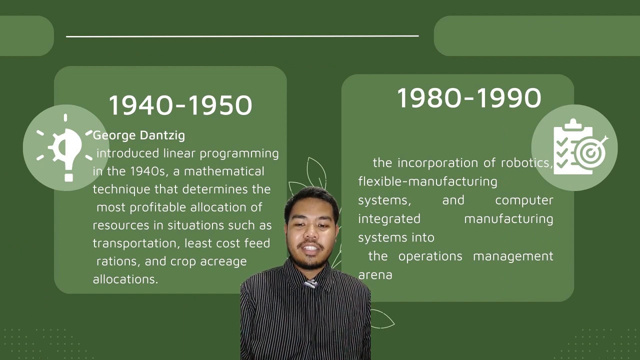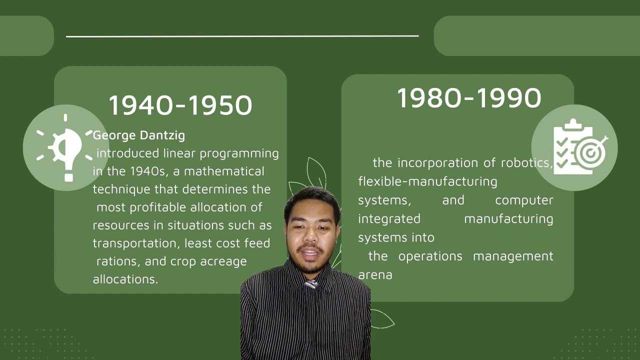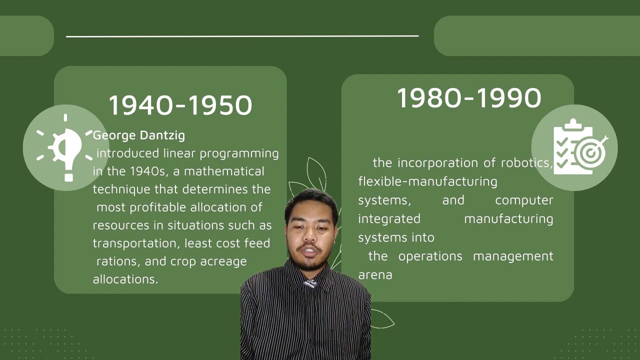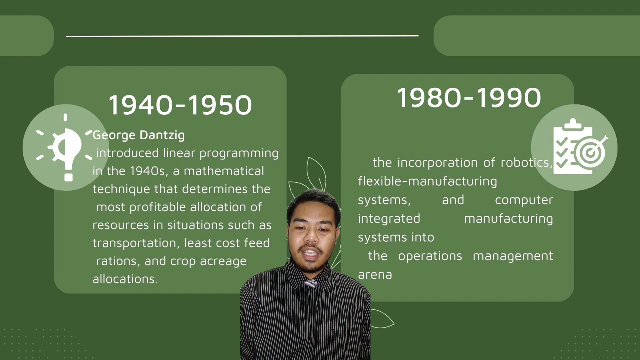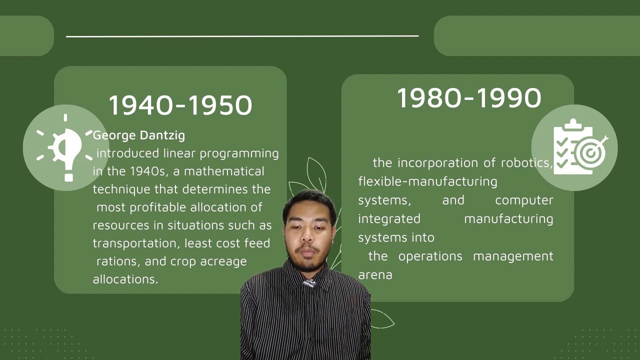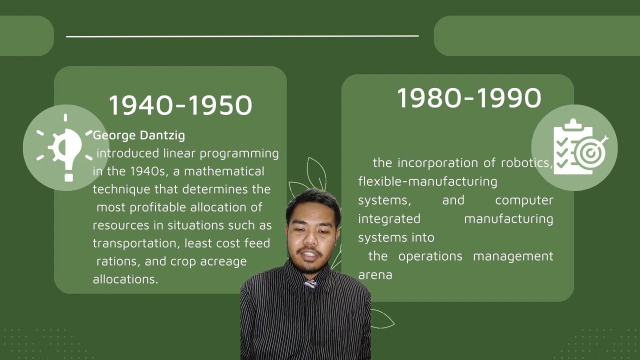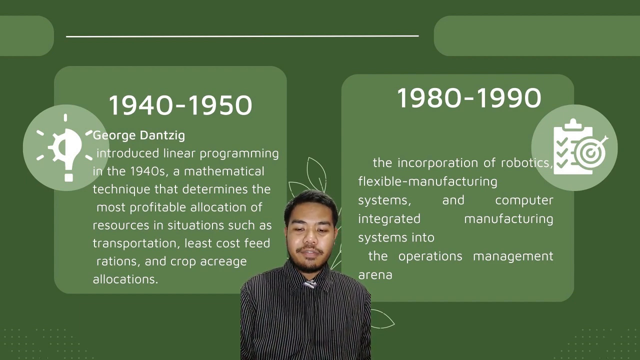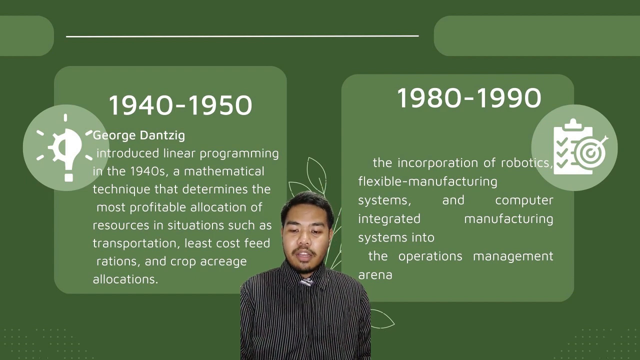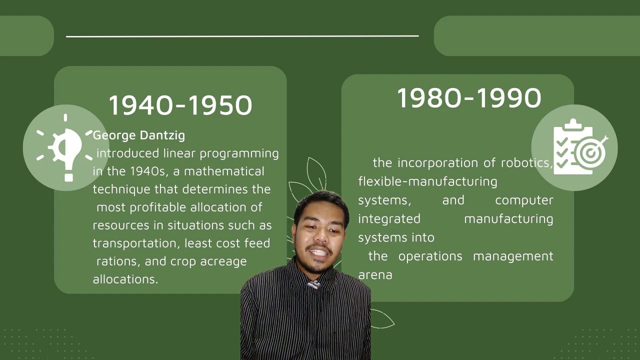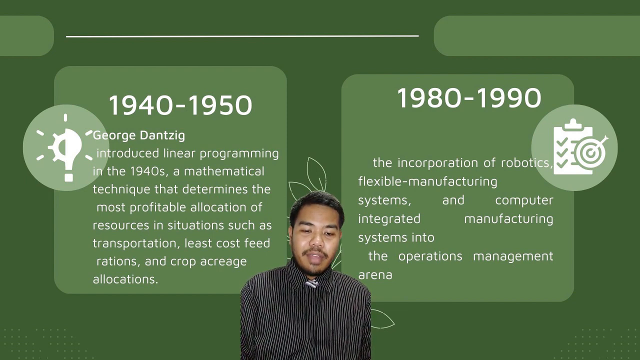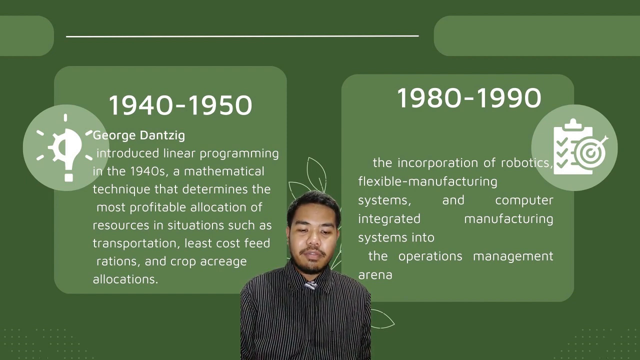At this moment, let's have the emergence of scientific management. In 1940 to 1950, George Dantzig introduced linear programming in the 1940s, a mathematical technique that determines the most profitable allocation of resources in situations such as transportation, least cost feed rations, and crop acreage allocations. In the 1980s to 1990s, there was the incorporation of robotics, flexible manufacturing systems, and computer integrated manufacturing systems into the operation management arena.